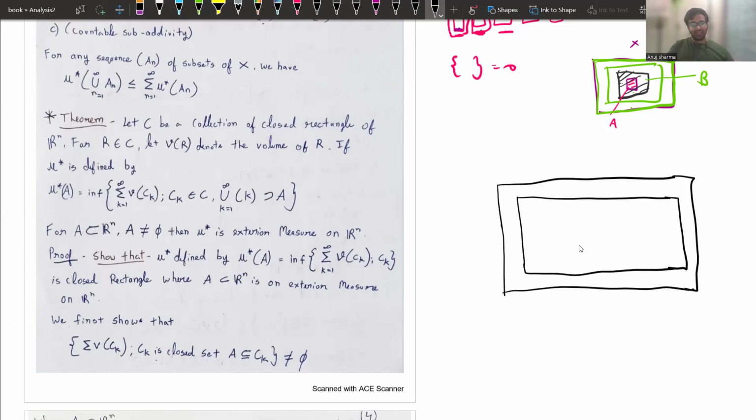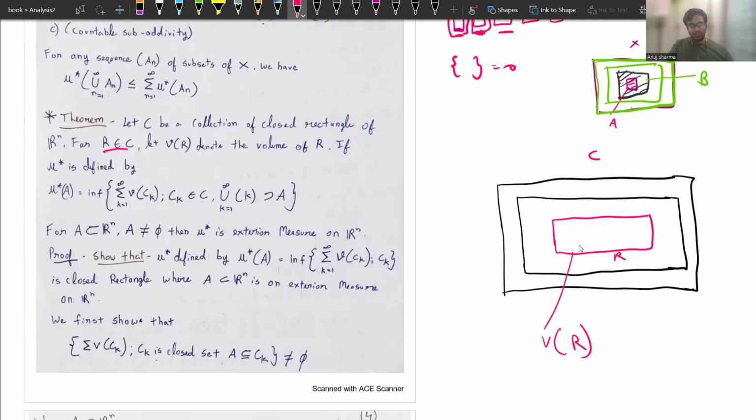Suppose there is one rectangle inside this, and let's denote it with R. R belongs to C. These are the collection of sets, so you can say rectangles. These black ones are rectangles, and inside this one rectangle is R. And V(R) denotes the volume of R, the volume of R.